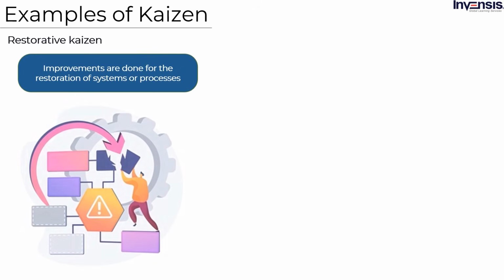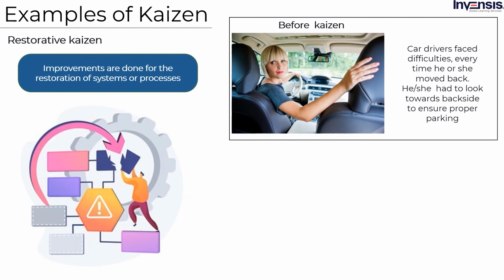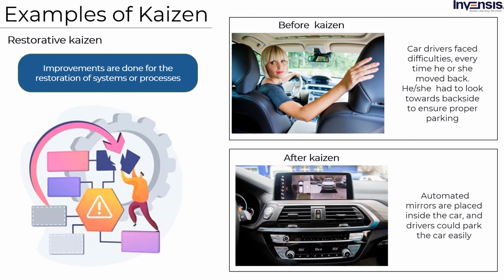Let me now give you examples of Kaizen, based on these categories. Now, we shall start with restorative Kaizen. Here, improvement is done for the restoration of systems or processes. An example of this type of Kaizen is: before, car drivers faced difficulties while doing reverse parking. This was because, every time he or she moved back, he had to look towards that side, and then take an action. Now, we can see that automated mirrors are placed inside the car, and the drivers can easily apply the reverse gear and park their vehicle without much effort.